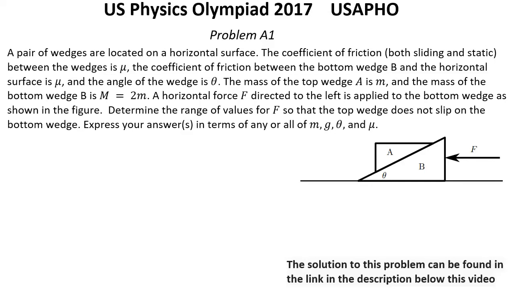US Physics Olympiad, year 2017, USAPHO, final round. There were 2 parts for this round. The first part was 4 problems A, and the second part was 2 problems B. Each part was given 60 minutes.